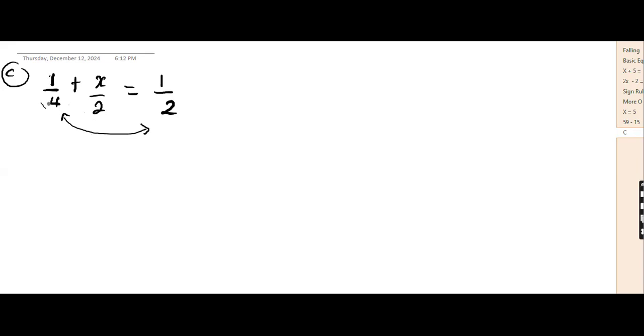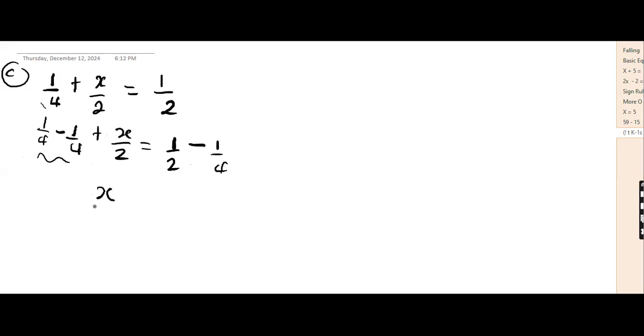This is 1 over 4. To eliminate this, you're going to do minus 1 over 4 on both sides. So let's do that. We're going to have 1 over 4 minus 1 over 4, then plus x over 2 equal to 1 over 2 minus 1 over 4. By so doing, this is eliminated, so we now have this as 0.